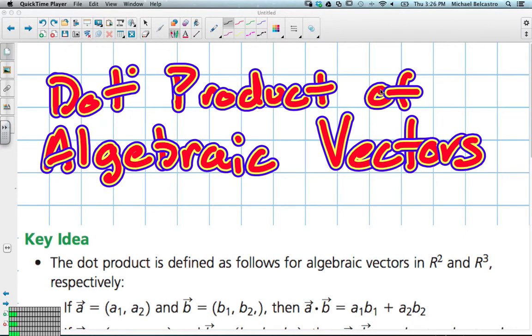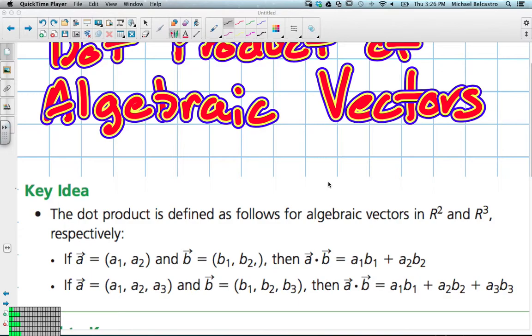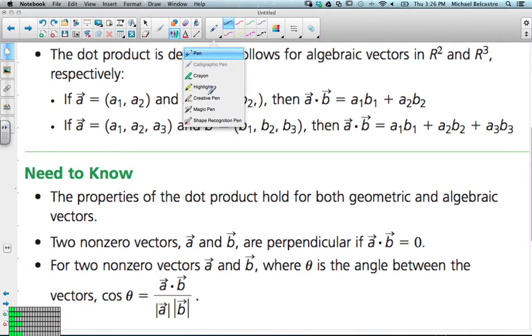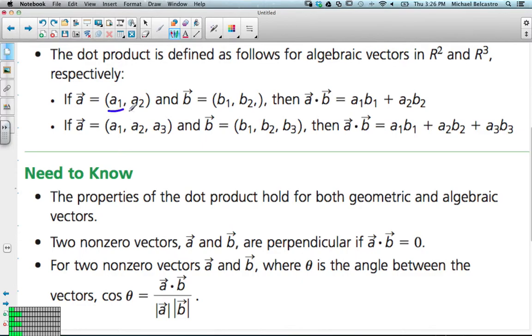Okay, we're going to go over the dot product of algebraic vectors. There are some rules they've given us, and we're really just going to apply them to our three-space questions. Essentially, if they've given you something in component form, and you have two positional vectors, the dot product of the two is just taking the x value of both of them and multiplying them, and taking the y value of both of them and multiplying them, and then adding them together to get that scalar.